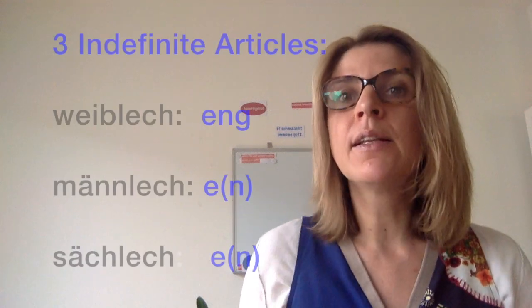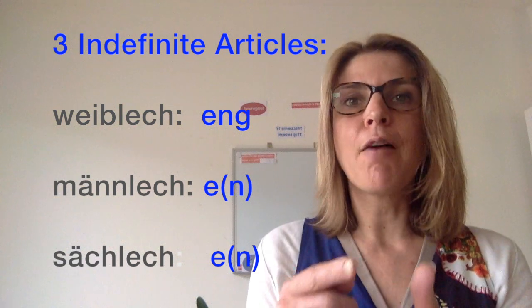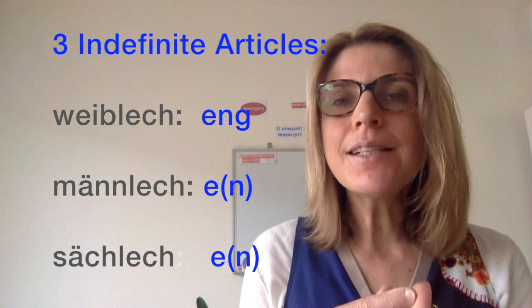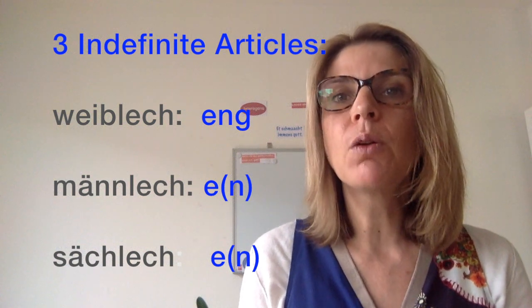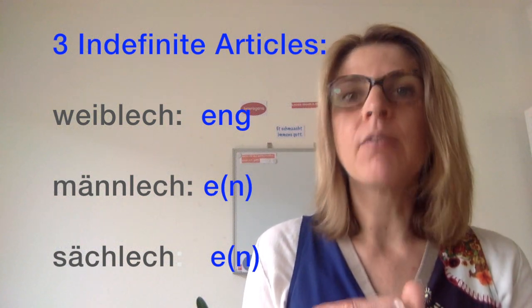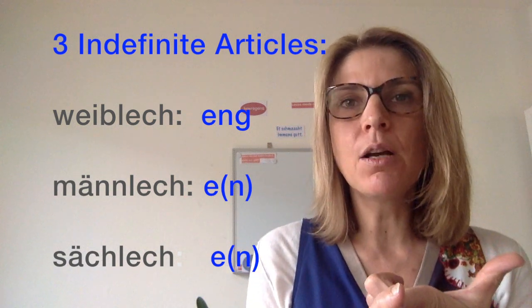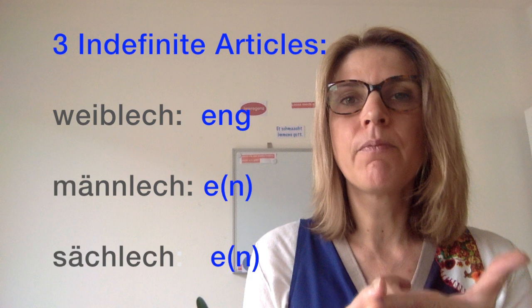Now, let's move on and learn the indefinite Luxembourgish articles. Now, Luxembourgish has as well three indefinite articles, so the equivalent to a or an in English. So we have for weiblich, feminine, eng. So listen and repeat after me for the correct pronunciation. Eng. Okay? And then we have for masculine, so männlich, we have an.